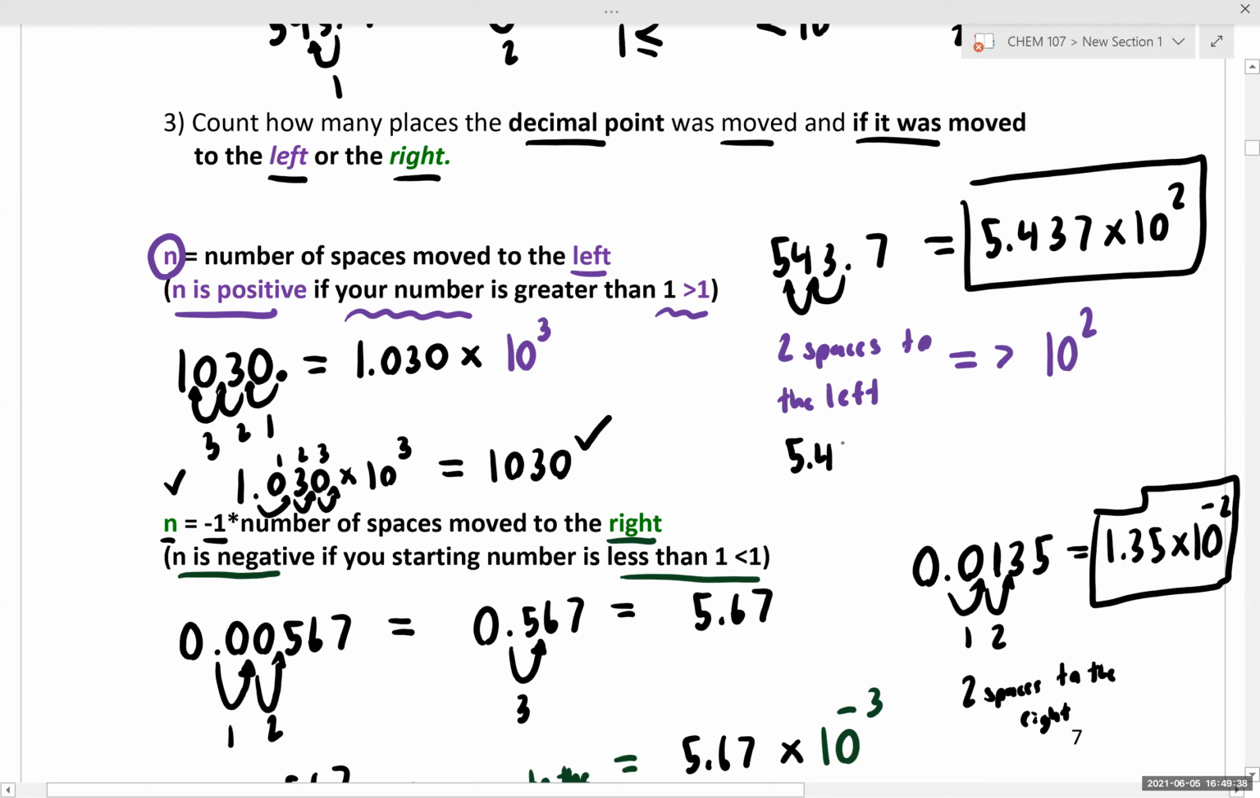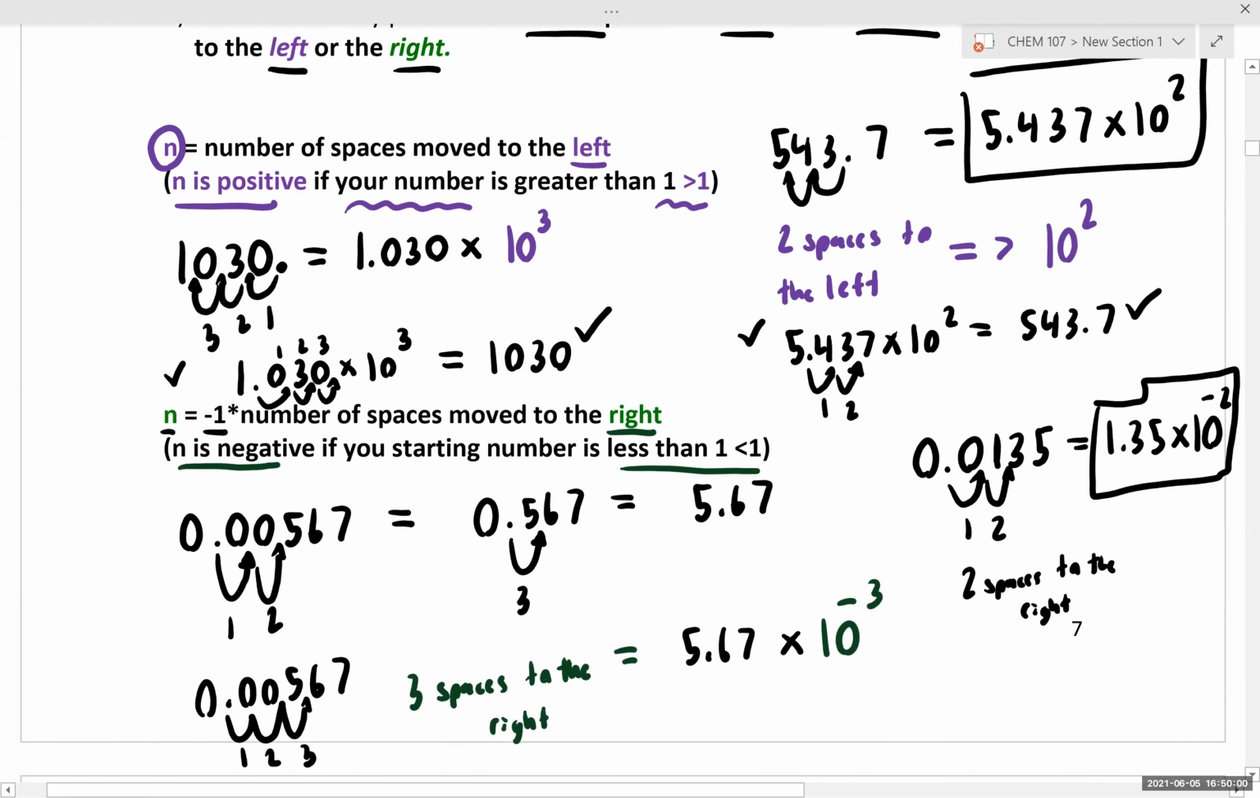We can do the same for this: 5.437 times 10 to the second. In this case, when we're multiplying by a positive power of 10, we move our decimal point 2 spaces to the right, and that gives us 543.7. So we've in effect checked our work.